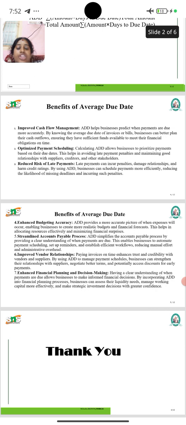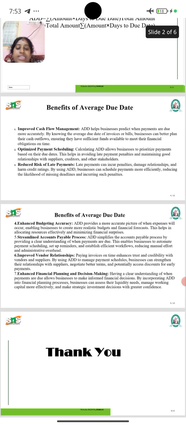Improved vendor relationships. Paying invoices on time enhances trust and credibility with vendors and suppliers. By using the average due date to manage the payment schedule, a business can strengthen its relationships with suppliers, negotiate better terms, and potentially access discounts for early payment. It also enhances financial planning and decision making. Having a clear understanding of when payments are due allows the business to make informed decisions.